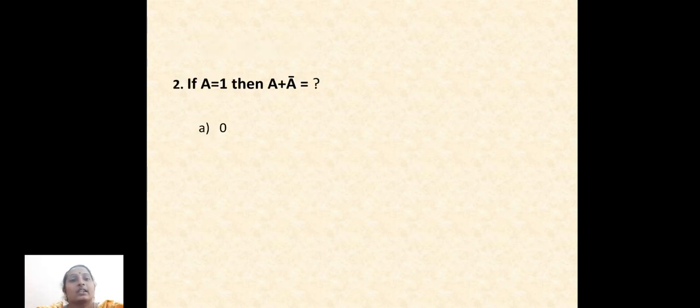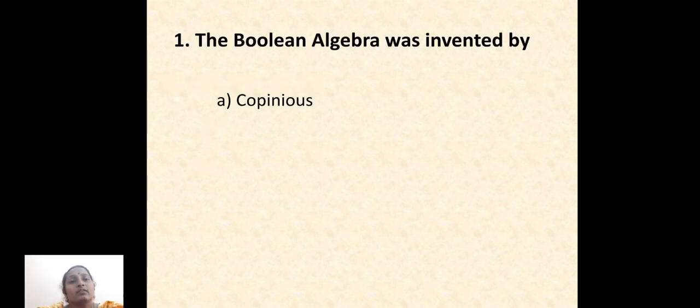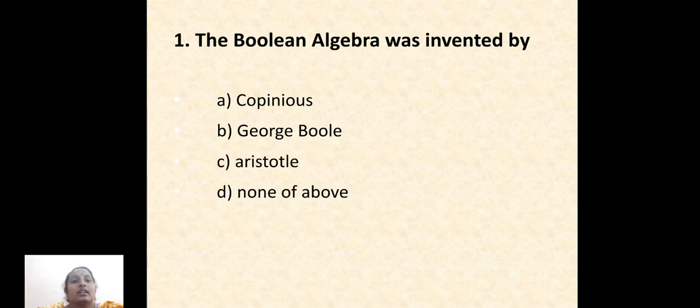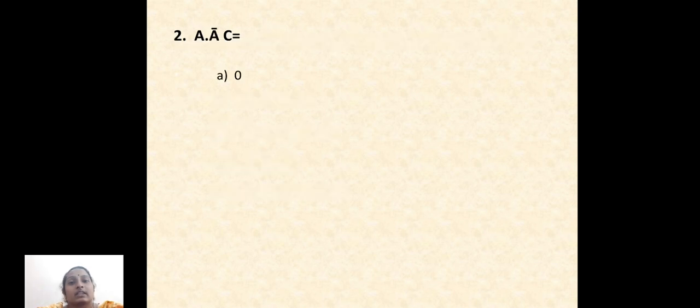Next, a is 1. A plus a bar is equal to 1, as I already told you. By adding a variable and its complement, we get 1 only. If we multiply the variable with its complement, then we get 0. Boolean algebra was invented by George Boole. Very good.